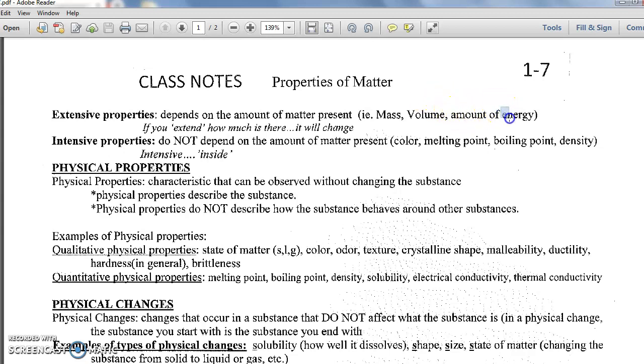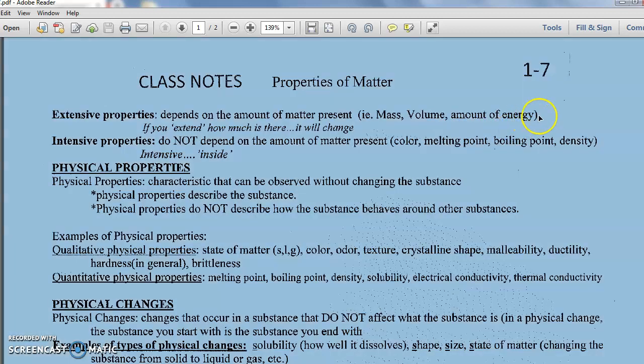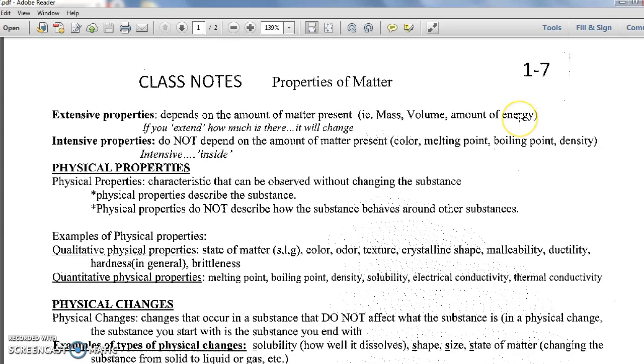The amount of energy something has is also extensive. There are different forms of energy. One form of energy is heat energy. Heat energy refers to how many molecules you have. It depends on how many molecules you have and how fast those molecules are moving.